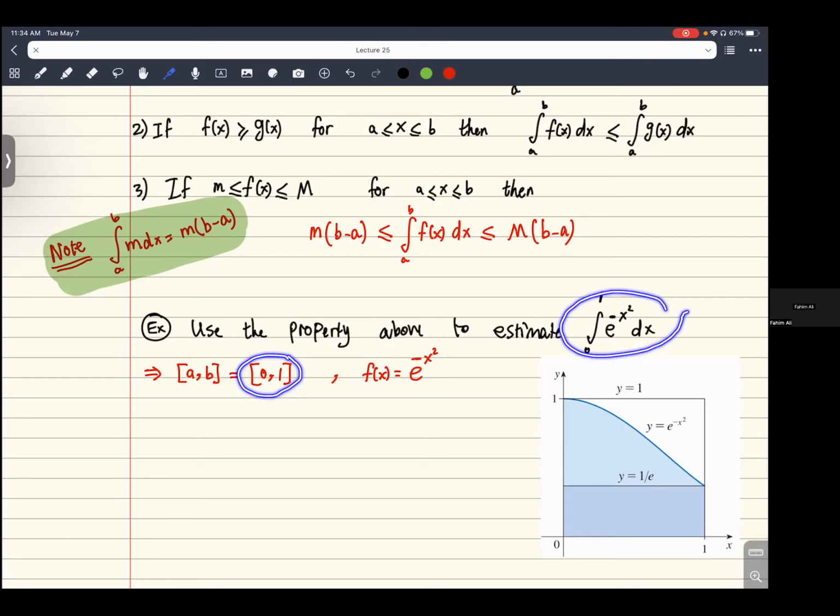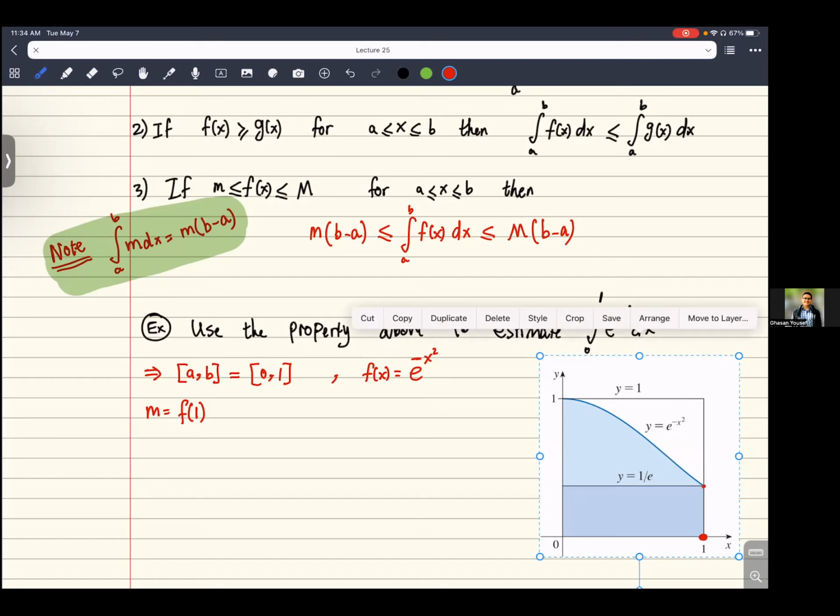0, or it would be negative infinity. At 0, they have maximum value. At 1, it has what? Minimum value. So the minimum value here is f of 1. F of 1 is the minimum value. Yes, correct. F of 1, here is the 1 in the graph. This is the minimum value. And at 0, they have a maximum value.